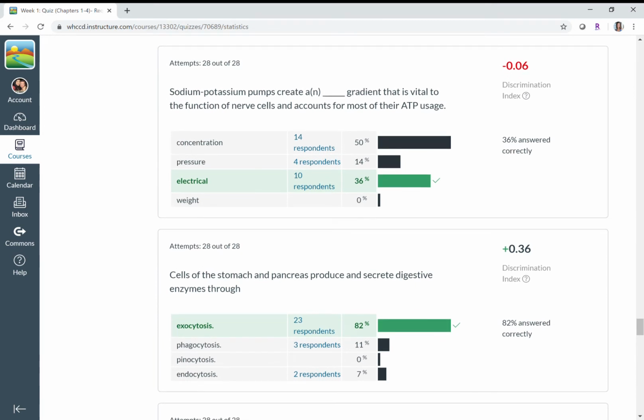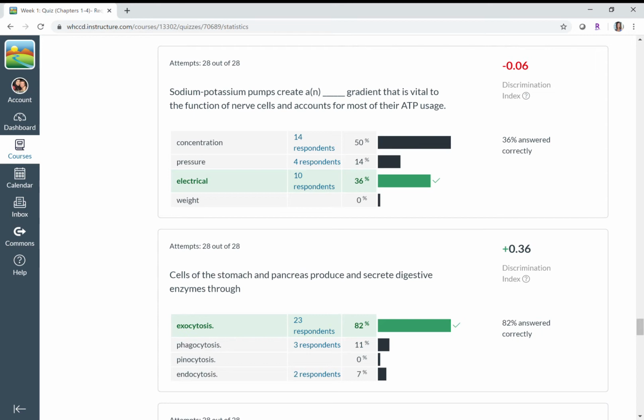Here, sodium potassium pumps create blank gradient that is vital to the function of nerve cells and account for most of their usage. So clearly many of you got this wrong, so I did not teach it well enough. We can create gradients in the body, and gradients are useful for a couple of reasons, but what a gradient is, it's an unequal distribution of something on one side of a membrane versus the other side.